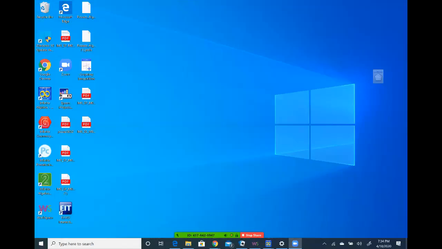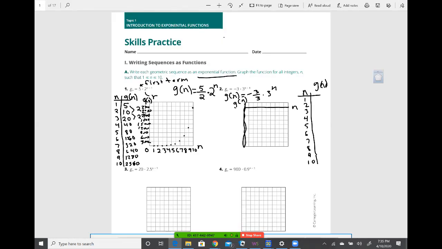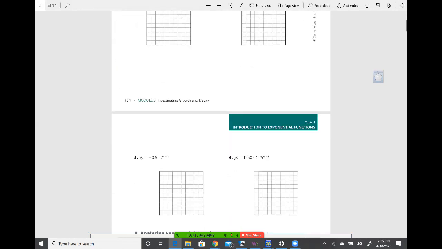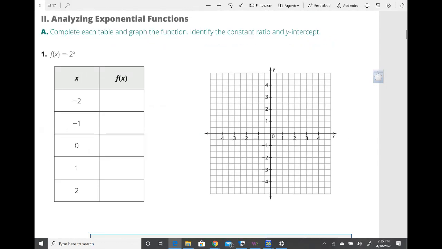Okay, so let's continue with section 2A of module 3, topic 1. Let me see. So this is what I did for the first section. And now let's go to section 2. Okay.